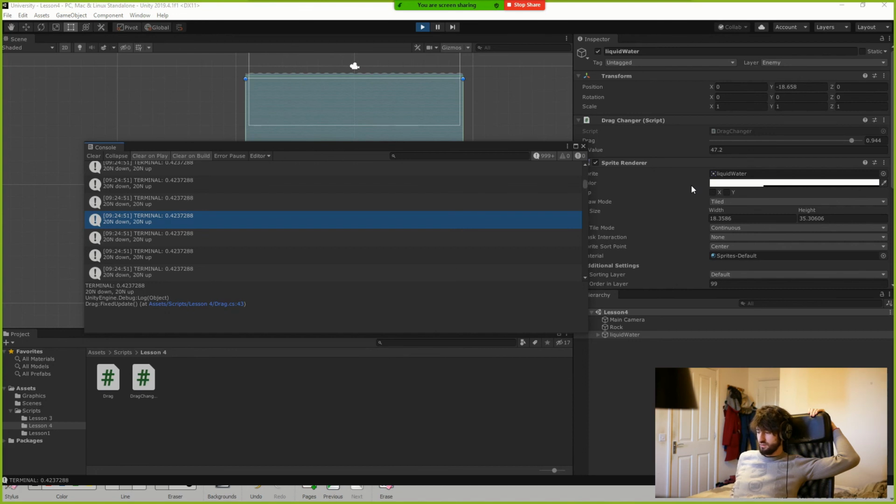Up thrust, yeah. Well, we'll come back to that maybe in the next lesson. How we essentially model that is we model water as springs. We've not done springs yet, so I'll come back to that. But that's a good point.